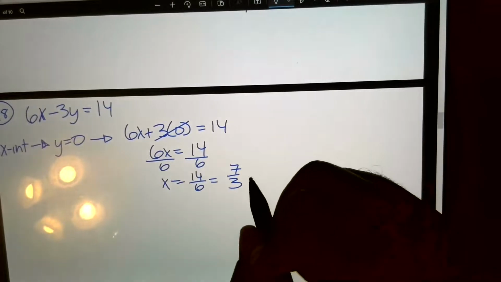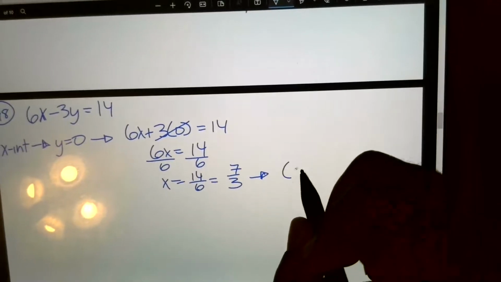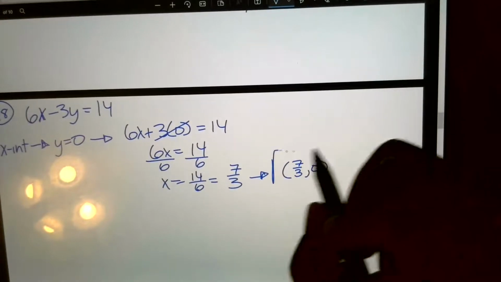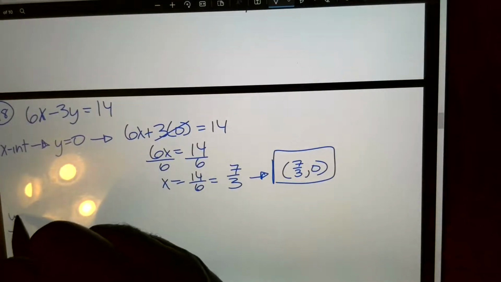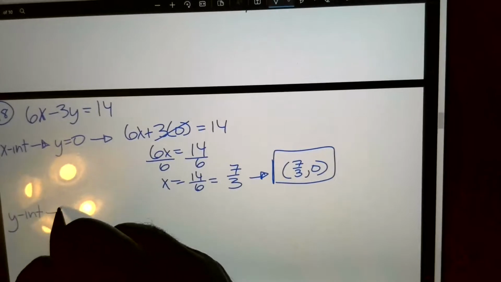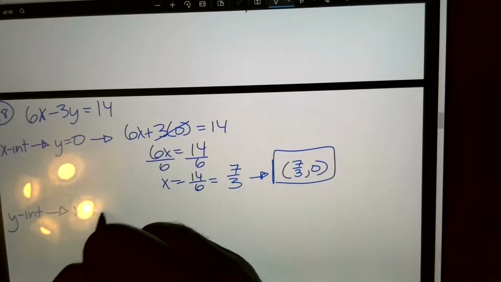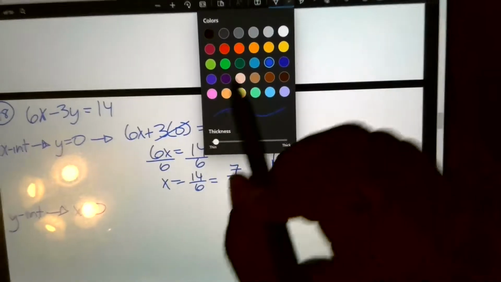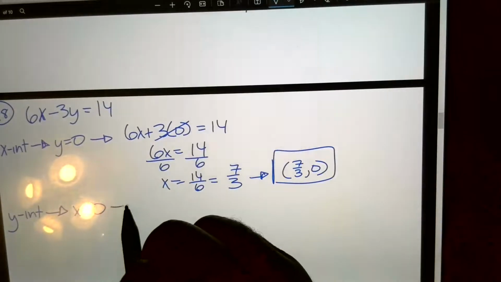All right, so your x-intercept is (7/3, 0). For your y-intercept, you guessed it, x is equal to 0. That should be a different color.